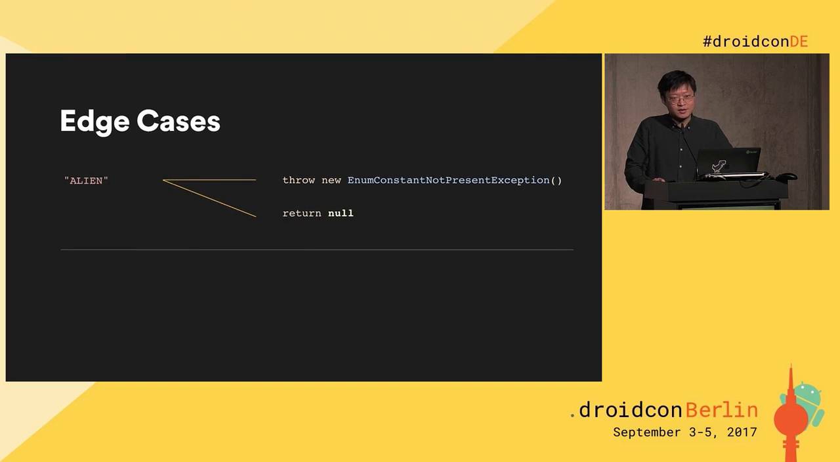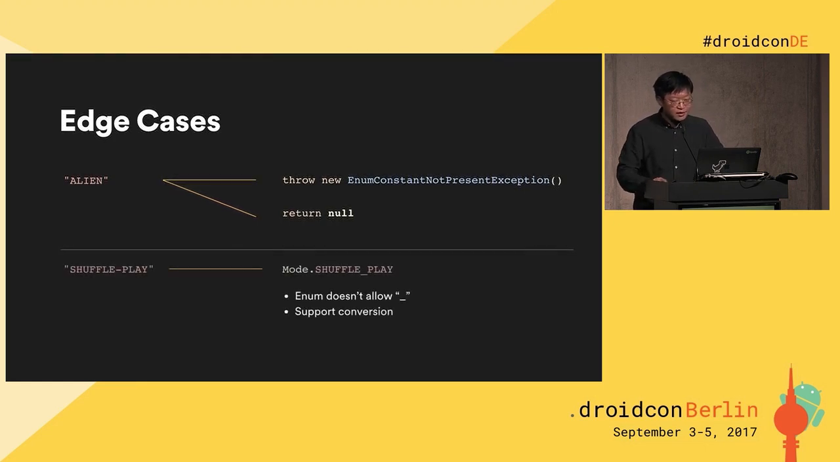But there are also some edge cases. One is what if there's an unknown value. The first strategy can be throwing an exception, and the second can be returning null, because it is hard to put some value. There is also another edge case about the dash, because a dash is not allowed in an enum value. So we maybe need some kind of conversion to support that.